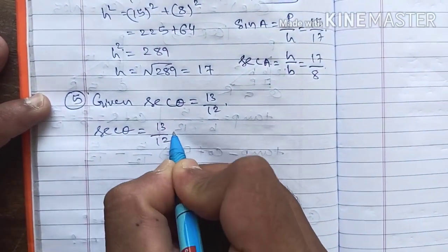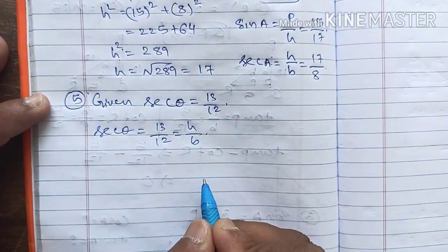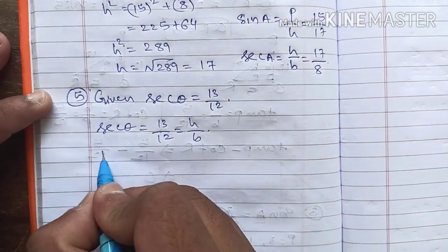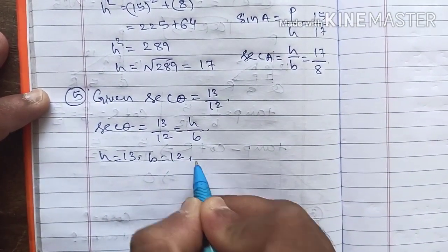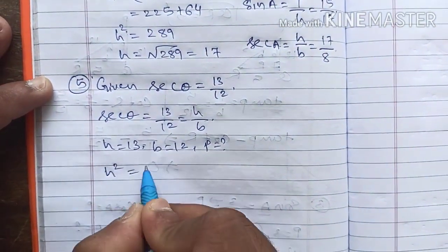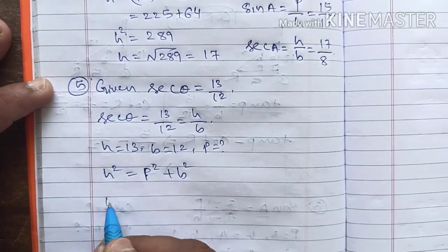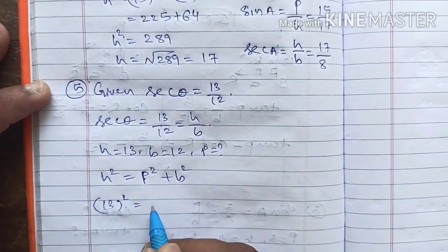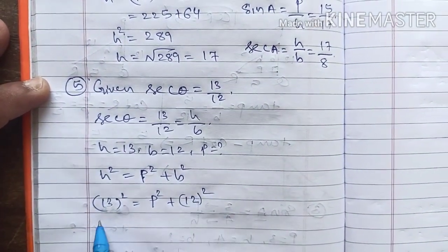13 by 12 equals, the formula is H by B, the reciprocal of cos theta. H equals 13, B equals 12. P we have to find out. According to Pythagoras theorem, H square equals P square plus B square. 13 square equals P square plus 12 square.